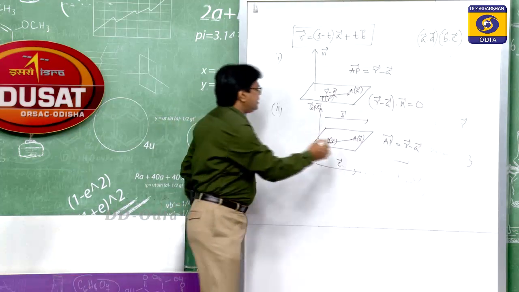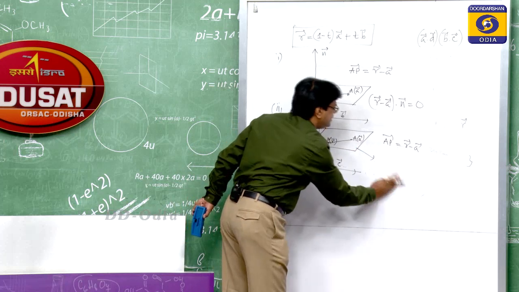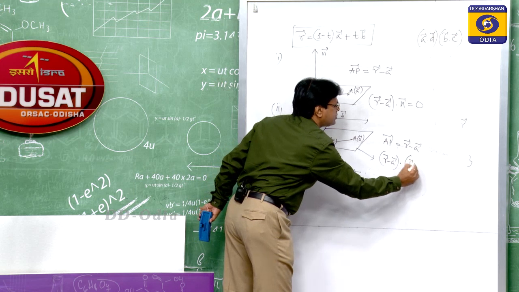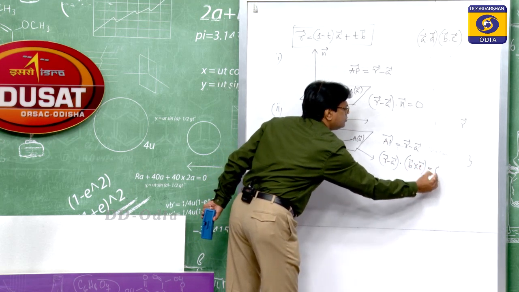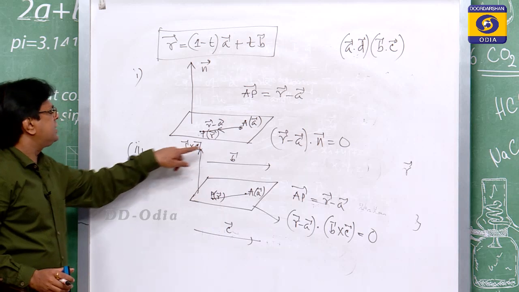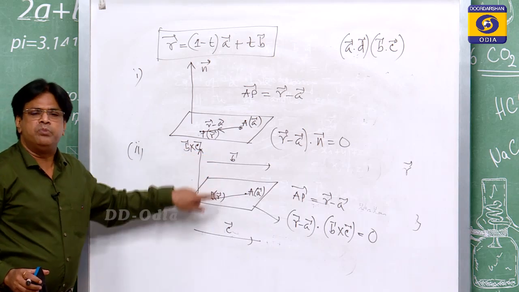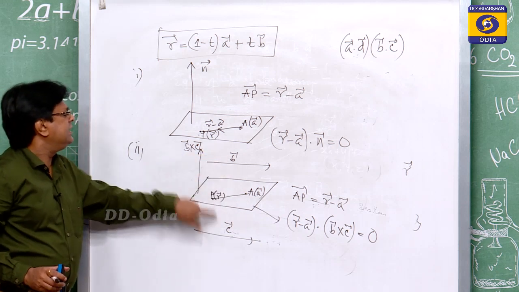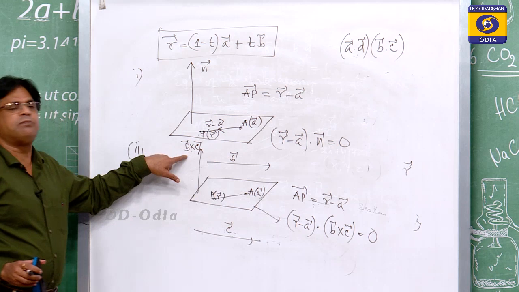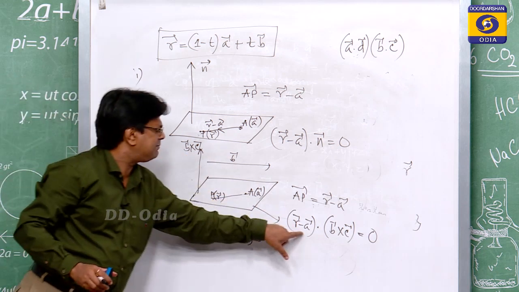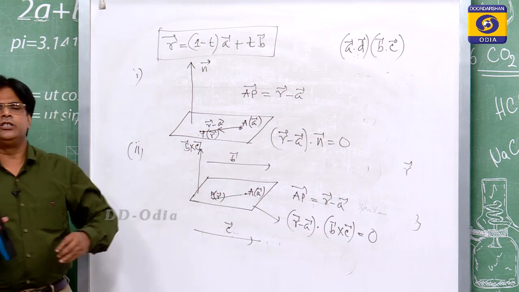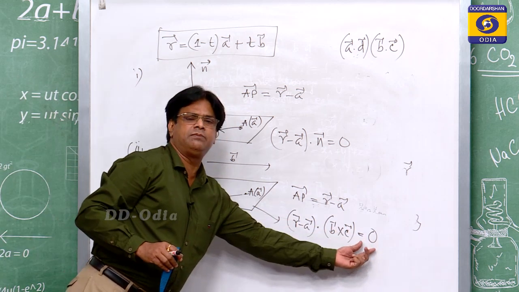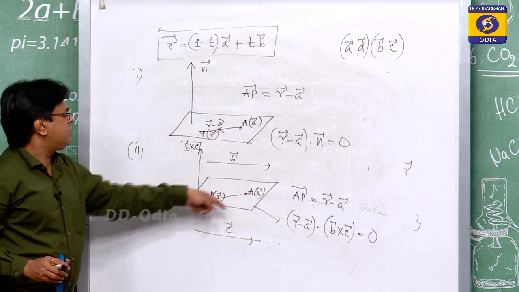So, the equation of this plane is nothing but (r minus a) dot (B cross C) is equal to 0, because B cross C is perpendicular to B and C, and r minus a is parallel to B and C. So, r minus a is perpendicular to B cross C. That is why (r minus a) dot (B cross C) is equal to 0, because the dot product is a scalar quantity. So, this becomes 0. So, this is your equation of this plane.